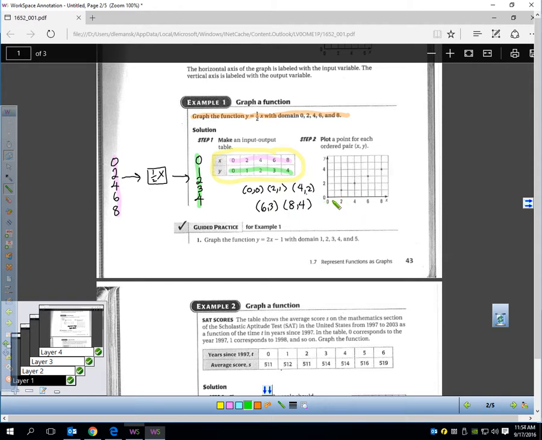And you can see it's creating a straight line of points. If you are not getting a straight line of points, something's wrong either with your calculations or you've made a graphing error.